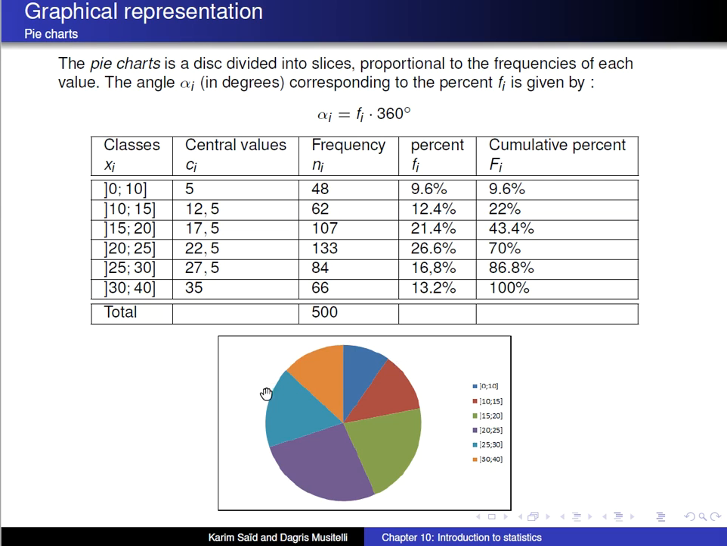To find the angle of each slice, it's really important to compute it using the percent. For example, for the class 0 to 10, you know the percent is 9.6%. You multiply it by 360 degrees, and like this you will find the angle you need to use in order to sketch your pie chart. Very easy to read, very easy to construct as well.